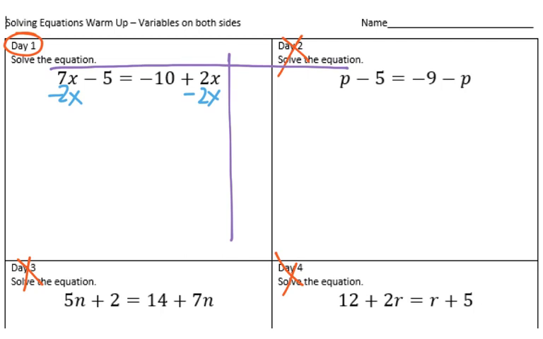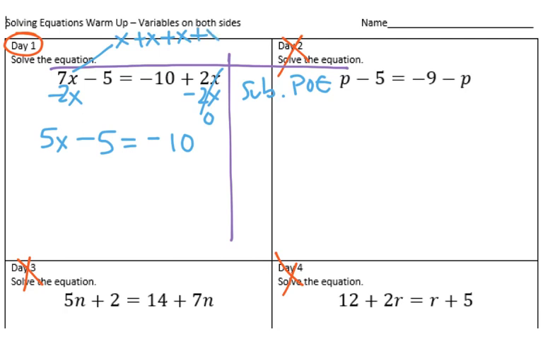Now, remember that the subtraction property of equality tells us we can subtract that 2x. That would give us 0, and adding 0 does nothing. So on the right side, we're left with negative 10. On the left side, 7 minus 2 would give us 5x minus 5. Remember that 7x is as if there were 7 x's here, right? And if we're subtracting 2 of those x's away, that would leave us with 5. It's also the reason we can't combine the 7 with the 5 or the 10 with the 2.